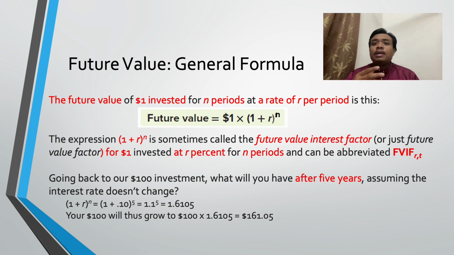Okay, (1 + R)^n equal to (1 + 0.10)^5 equal to 1.1^5 equal to 1.6105. Our $100 will thus grow to $100 times 1.6105, so equal to $161.05.